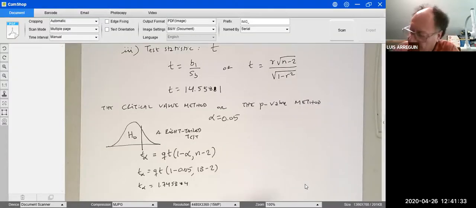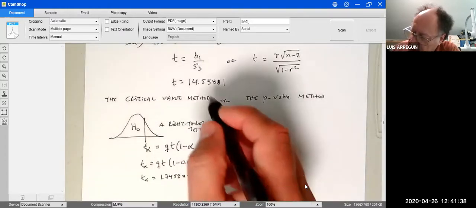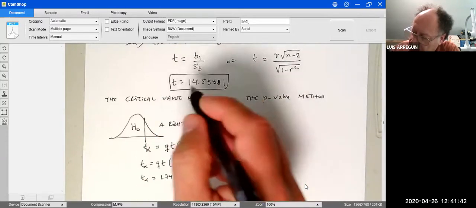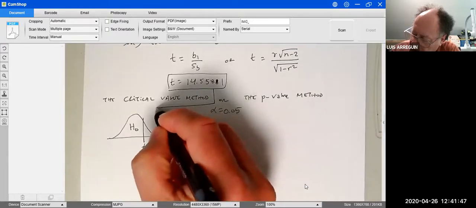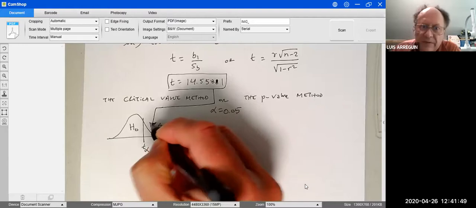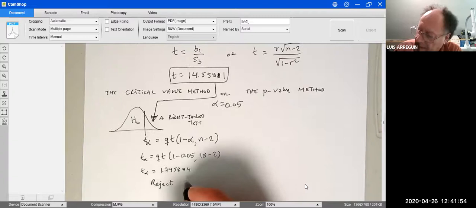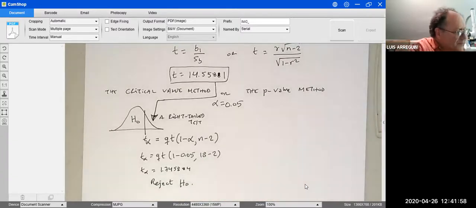So 1.74. So this is this value here. So where is our test statistic here? If you plot this, we're going to see that it's going to be in this region. So you're going to reject the null. So that's the conclusion for this problem.